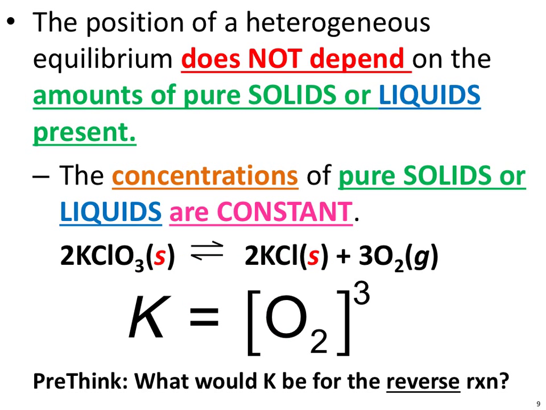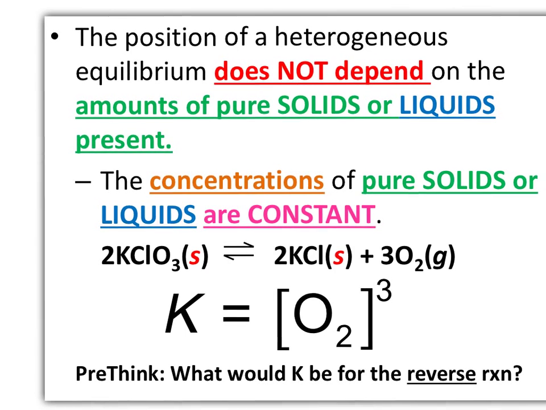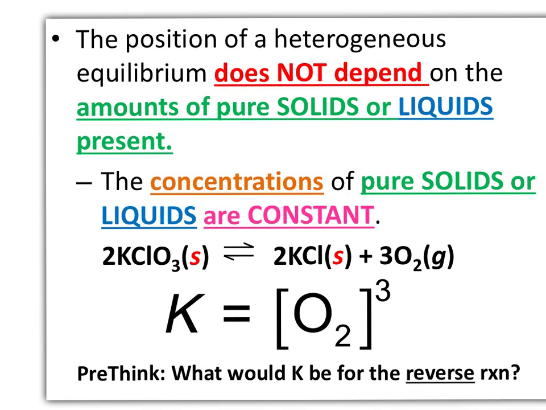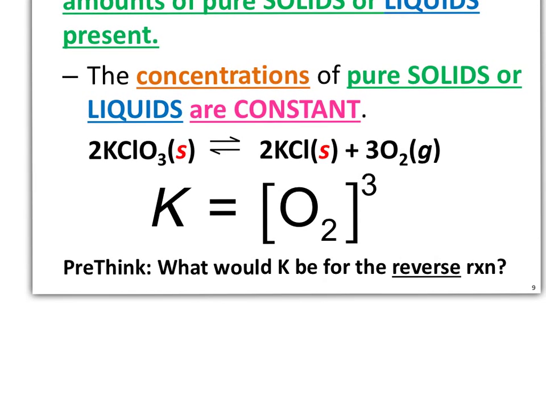All right, the position of the heterogeneous. Now, first of all, what does heterogeneous mean? It's different states of matter. Heterogeneous, different states of matter. Equilibrium does not depend on the amounts of pure solids or liquids present. The concentrations of those things remain constant. Therefore, there's no reason for them to be put in the K expression. So it is possible to have a K expression with 3 species in the reaction, but 1 in the K.